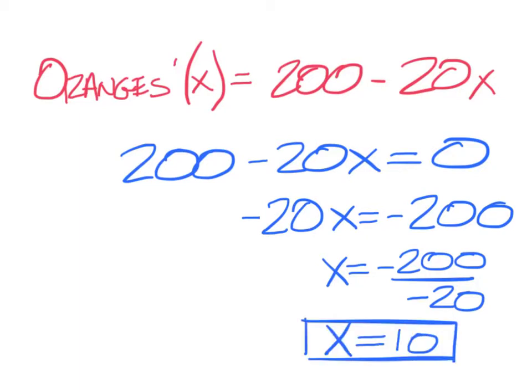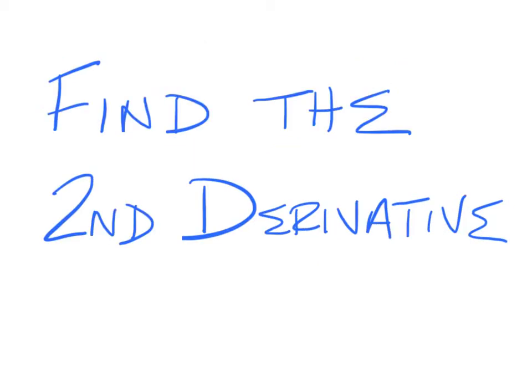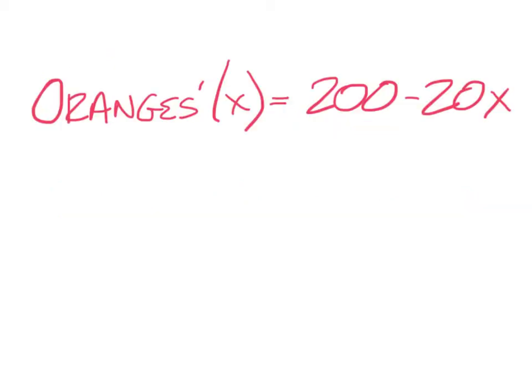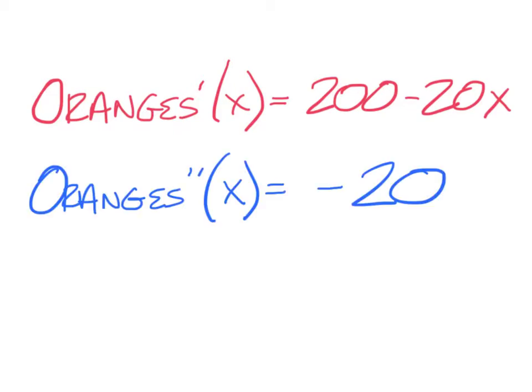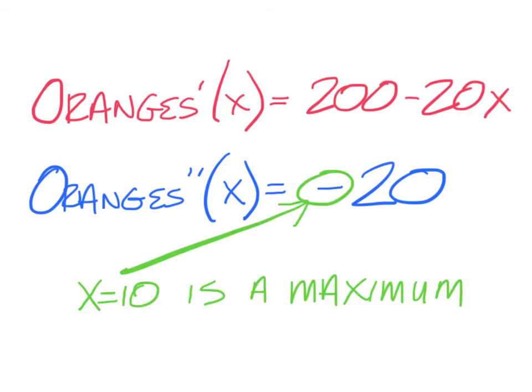Now find the second derivative so we can figure out if that was a maximum or a minimum. The first derivative is 200 minus 20x, so the second derivative would have to be negative 20. And since that's a negative sign, that means x equals 10 is a maximum. Now don't stop now, because anytime you solve for x and you get a value, chances are you have an urge to just end the problem and write x equals 10 and you're finished with it, but that's not the case in these problems. The answer goes as follows.